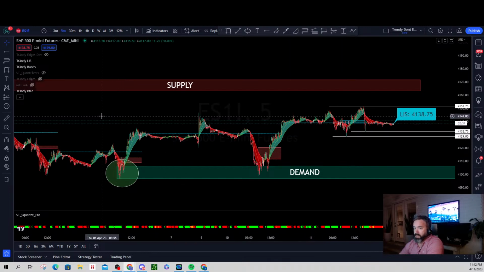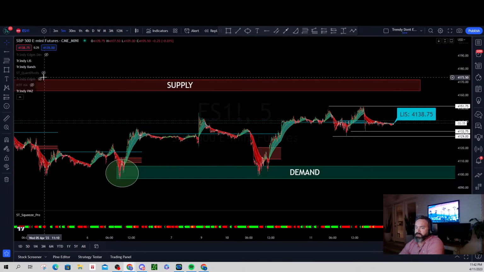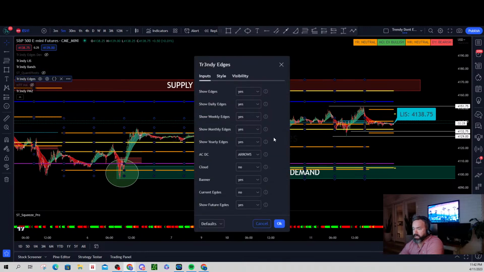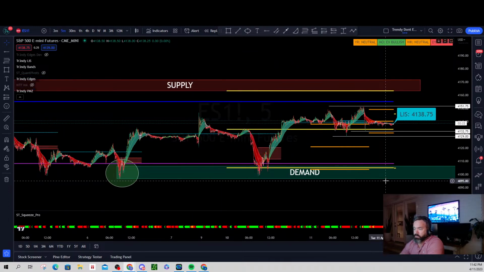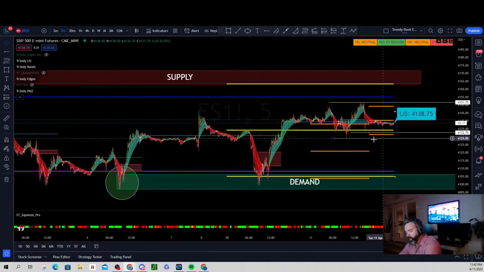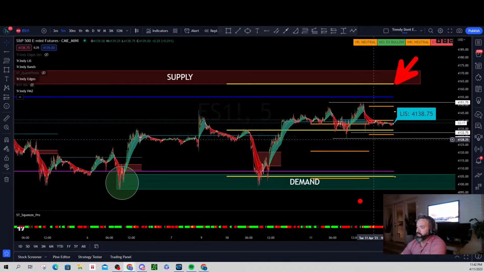Okay? All right, so the next thing that I want to show you is go ahead and pop some Trendy Edges on here. Now, Trendy Edges are automated levels. Let's go ahead and go into the settings. I only want to see current edges, so it's going to be these. What these edges do is they are automated levels that find me supply and demand on multiple time frames. As you'll see, we have some yellow ones right here in supply, and some yellow ones right here in demand.